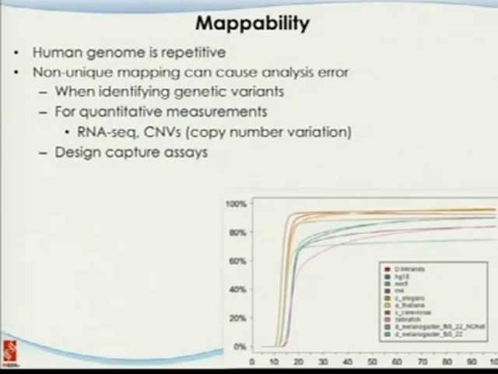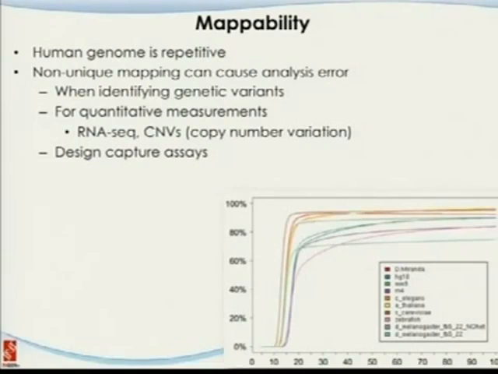You can see here this is for different species, and human is the blue part, somewhere here. This line is the human. It tells you that around 50 base pairs, your mappability is about 80%. 80% of the genome is mappable. Further improving the read length probably won't help as much. It will still increase mappability a little bit, but not as much.